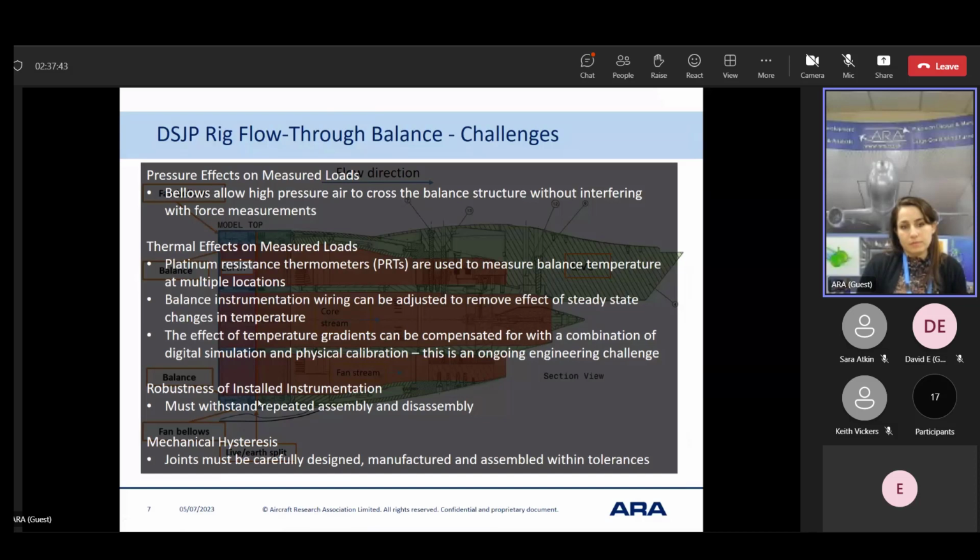The balance instrumentation has to be installed to adjust for the changes in steady state temperature as well. It all has to be very robust because the wind tunnel is a very expensive facility and you need to be able to run it for long periods of time without failures of the instrumentation. There's a lot of complicated wiring and instrumentation that needs to be installed. And also we have to avoid something called hysteresis, which is where you apply a load and take the load off and you get a different answer. So we have to make sure all the joints are very carefully designed and there are no linkages between live and earth that might cause a problem due to that.